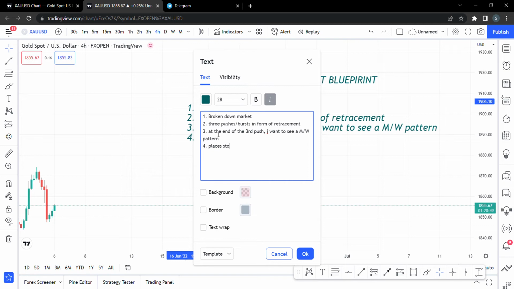And the last one is, once you see the M pattern, you enter and place the stop loss above the M formation, and entry is after the candle close.